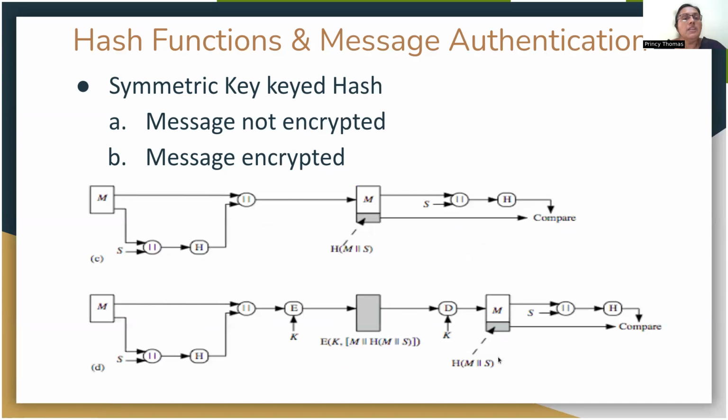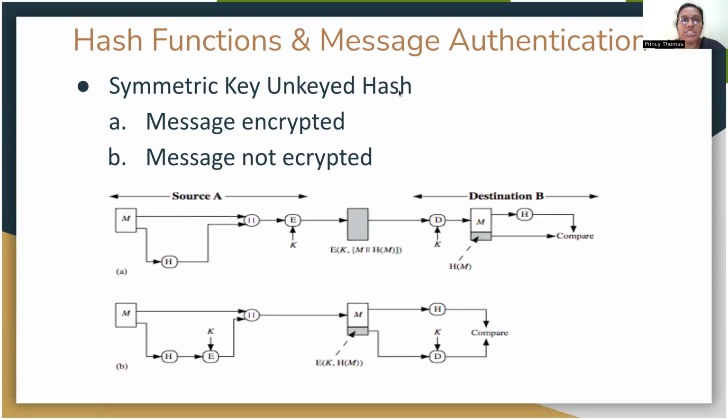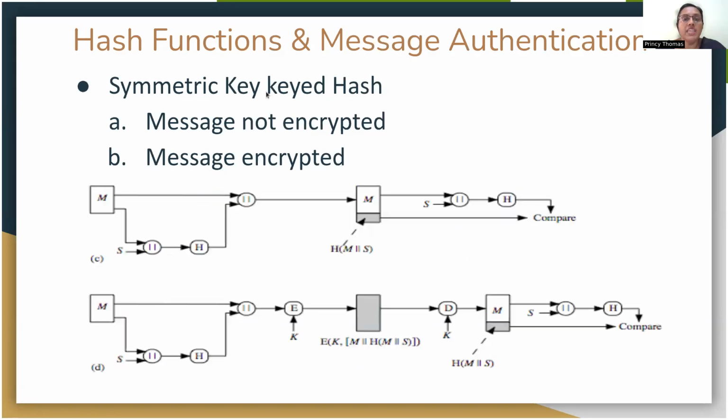Now, symmetric keyed hash. Earlier we saw unkeyed hash. So now we're going to look at symmetric keyed hash. Here A is where the message is not encrypted, and B is where the message is encrypted. So we're going to look at what happens with the keyed hash. You have a separate key for encryption and a separate key for hashing. So the message is not the only thing that is given for the hashing.